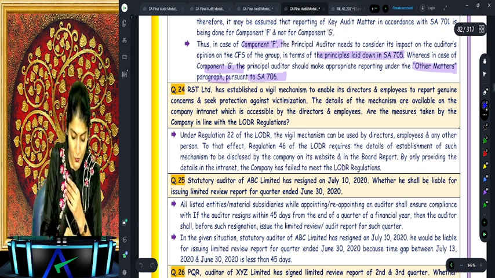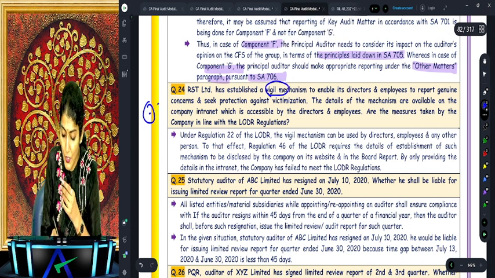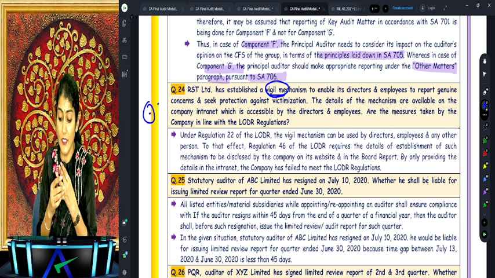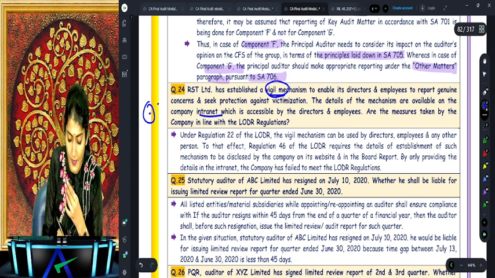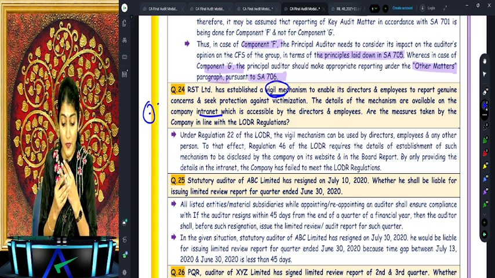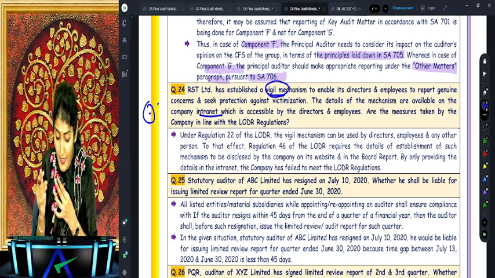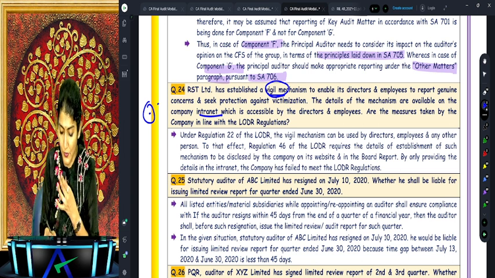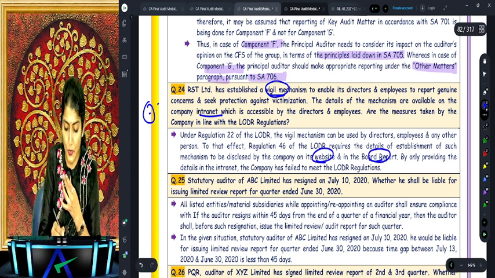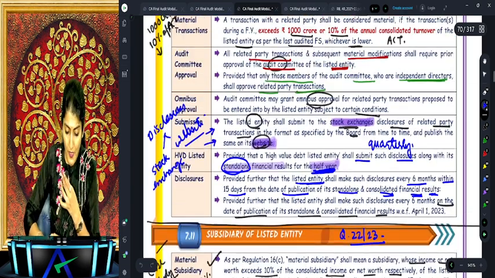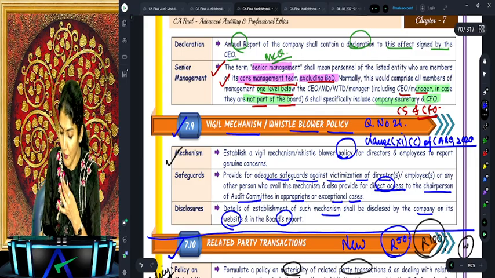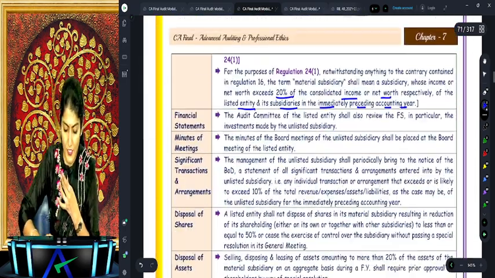Okay, one more question over there. RST Limited has established a vigil mechanism to enable its directors and employees to report genuine concerns and seek protection against victimization. The details of the mechanism are available on the intranet, which is accessible by the directors and the employees. Are the measures taken by the company in line with the LODR regulation? No, it should be given on the website and it should be given in the board report. So wherever we had the vigil mechanism, we can write down over there question number 24.